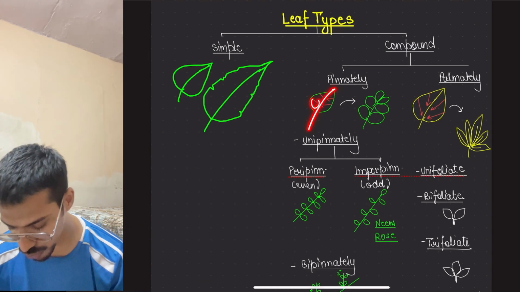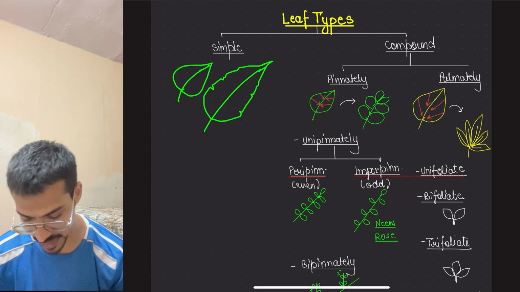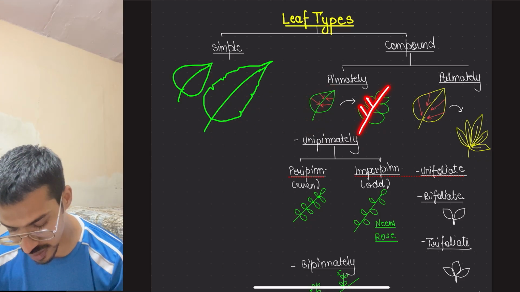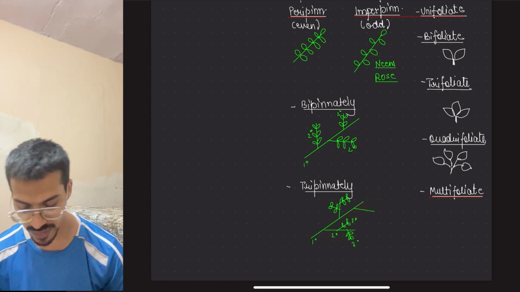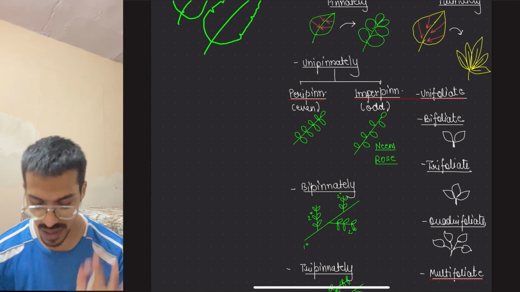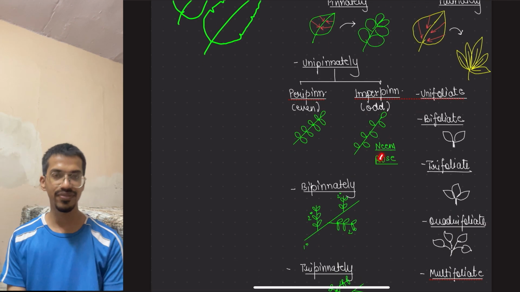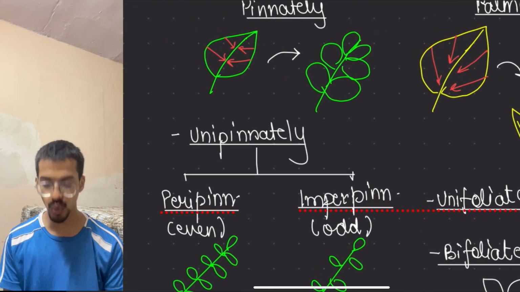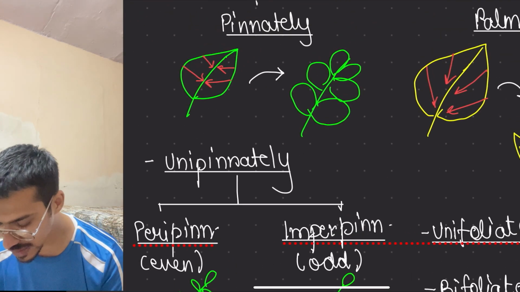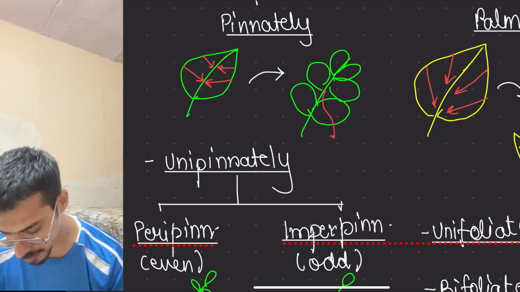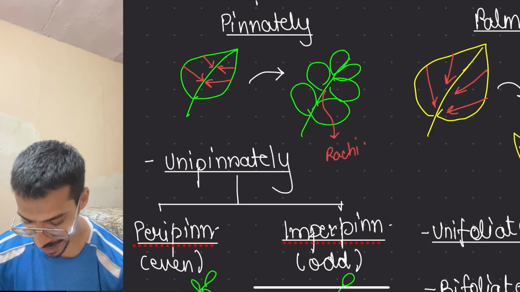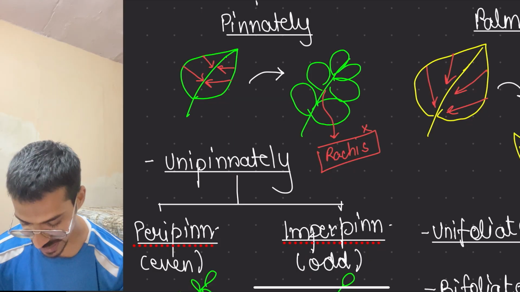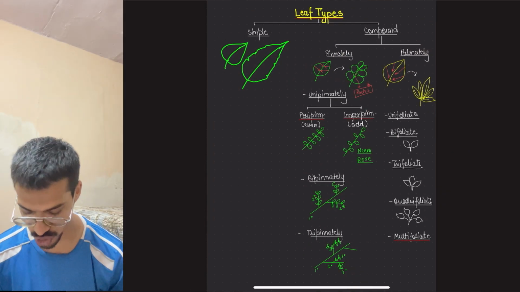Means for example, if one cut like this is present, this is one cut. But if within this cut further cuts are there, these are bipinnate or tripinnate. So your pinnately leaf is seen in case of neem and rose. And when you are seeing this neem and rose, this center part is no more called midrib. It is called rachis. In neem, we specially call it rachis.